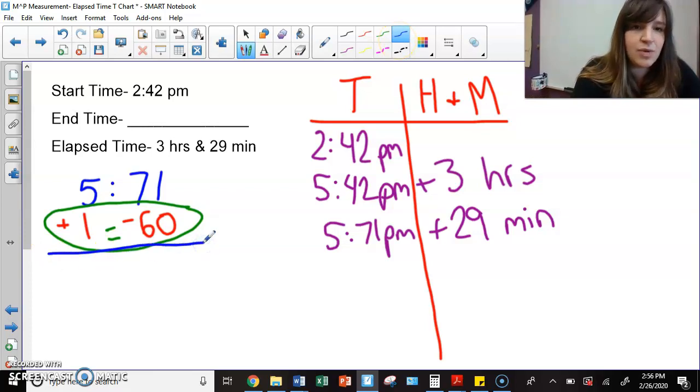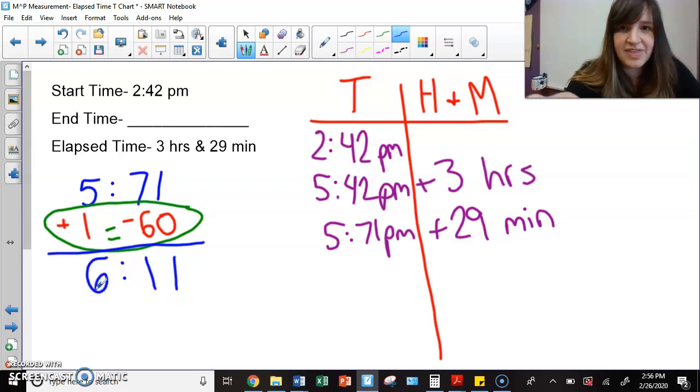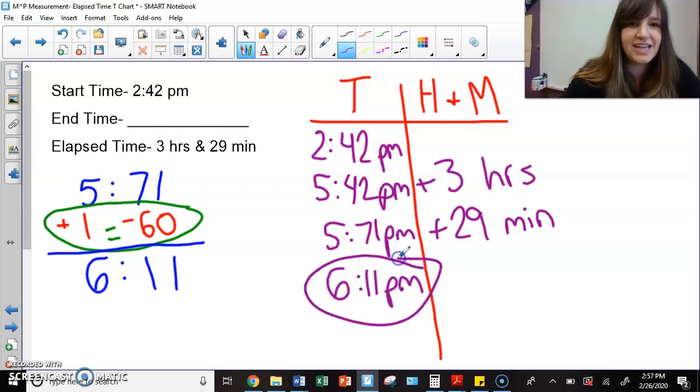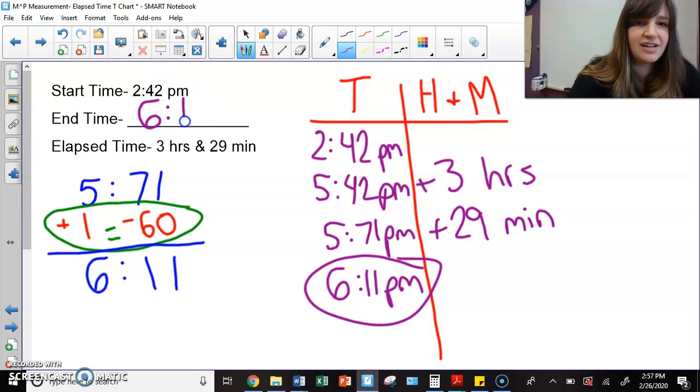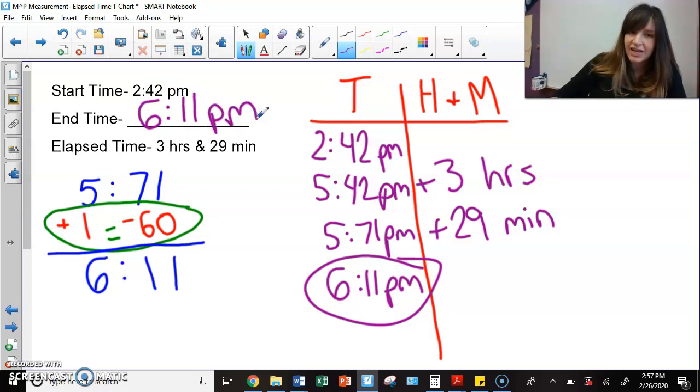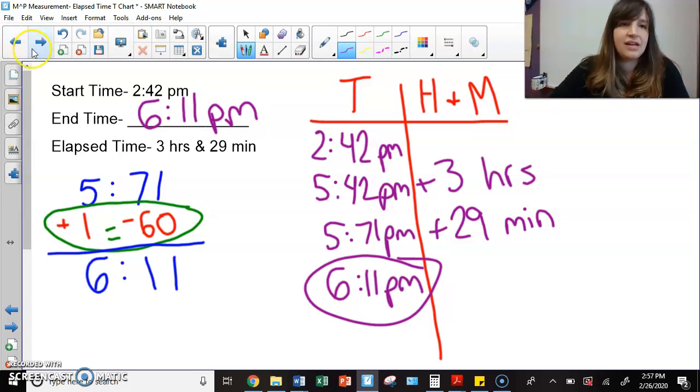So 71 minutes minus 60, I get 11, and 5 plus 1 is 6. So that means my time is 6:11 p.m. for my final answer. So if you get an amount that's over 60, you'll have that extra step, okay?